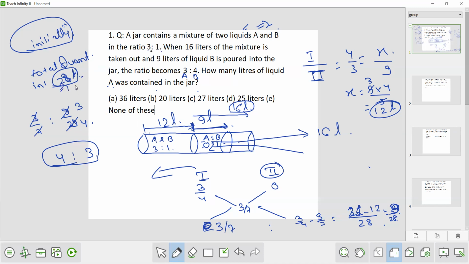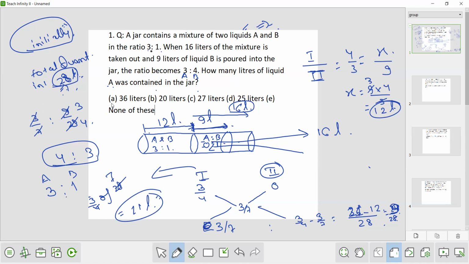Initially the total quantity was 28 liters, and we have to find the concentration of A. A and B were in the ratio 3 is to 1, so A is 3 by 4 of the total quantity. 3 by 4 of 28, that is 21 liters. And B was only 7 liters initially.